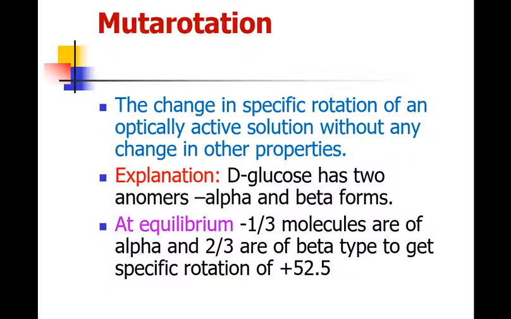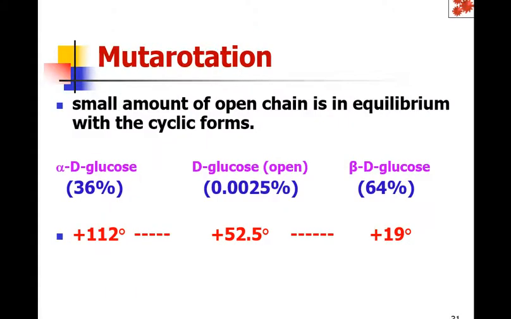For example, at equilibrium, if you take D-glucose, 1/3 molecules are of alpha type and 2/3 molecules are of beta type. So, if you prepare a D-glucose solution, after attaining equilibrium, 1/3 molecules are of alpha glucose and 2/3 molecules are of beta glucose. So beta glucose is predominantly present at equilibrium and its optical rotation is 52.5 degrees at equilibrium.